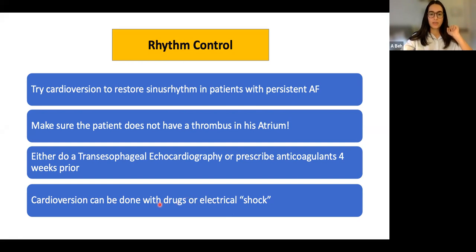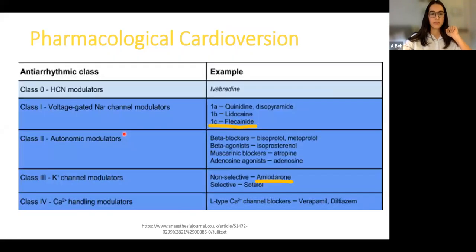Now, let's look at how we do it with drugs. So this is called pharmacological cardioversion. And here we see the classes of antiarrhythmics. And you have to know that when giving a drug to a patient, you always have to think about this drug will have maybe the desired effect. It will also have side effects. It might also interact with other drugs the patient is already taking. So it's a little tricky.